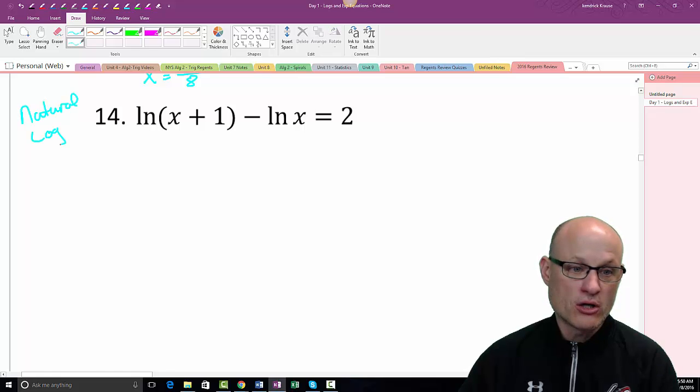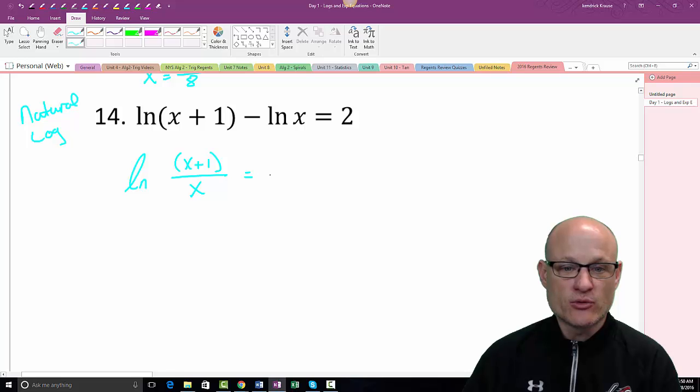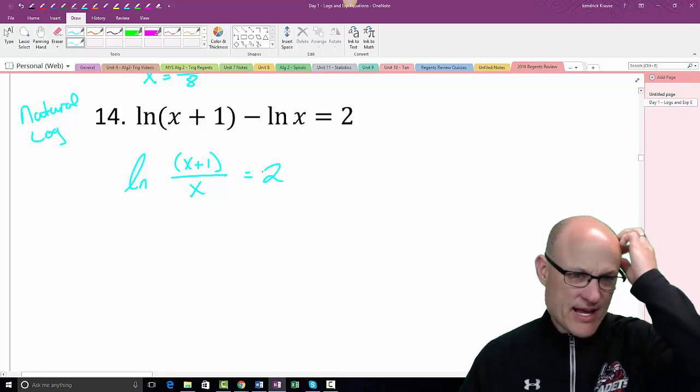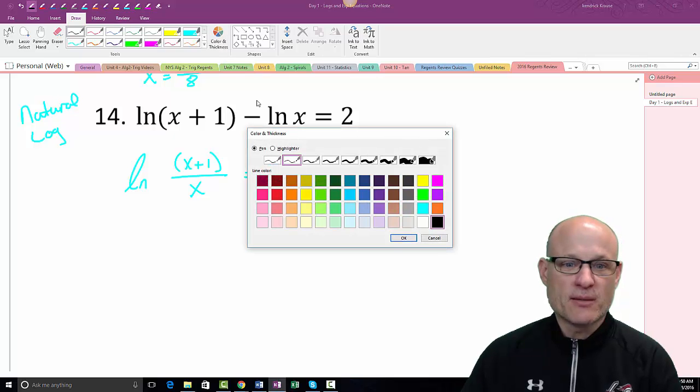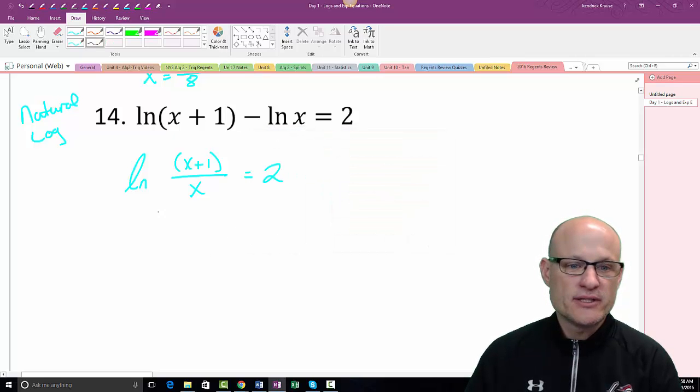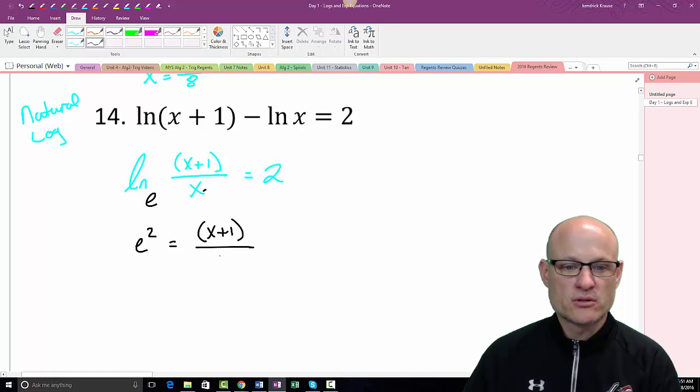Natural log. All right, so we're still going to condense these to one log. It's just the natural log of x plus 1 over x equals 2. Now, this one you just have to remember that the base is e. Still all about that base. So it's e to the, that's this. What is that thing? It's e squared is equal to x plus 1 over x.